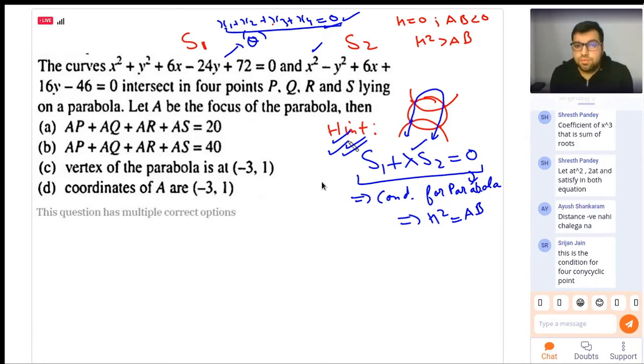So I have given you the hint. There is a condition for 4 concyclic points. Okay, so Srijan and Shesh, we will come back to your method. After I solve this question, I will come back to your method, what you were saying.